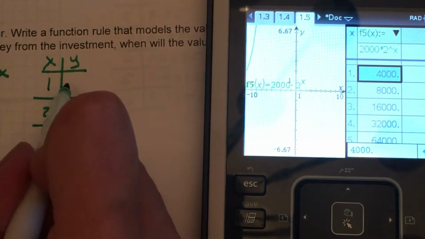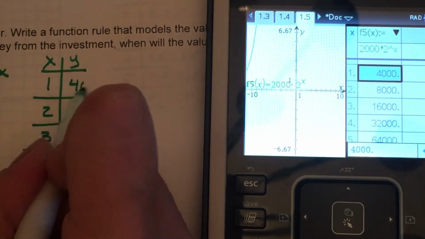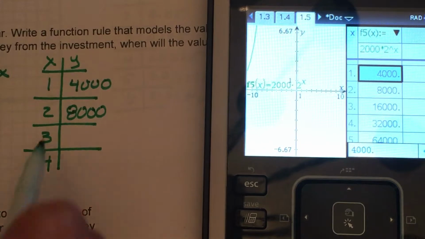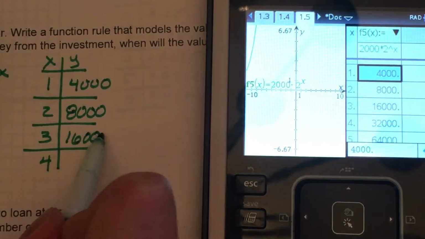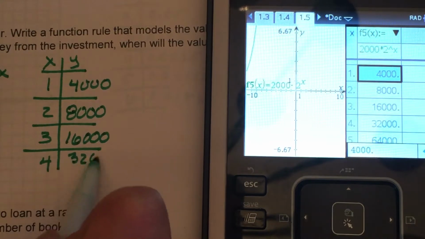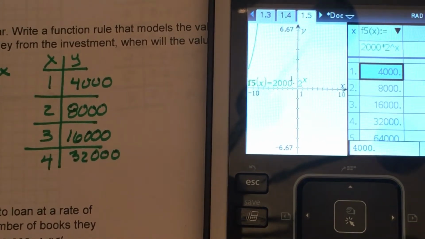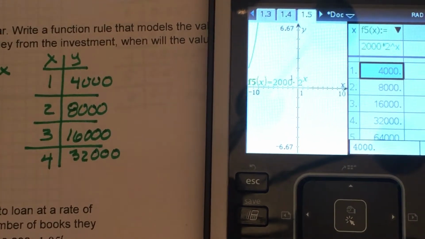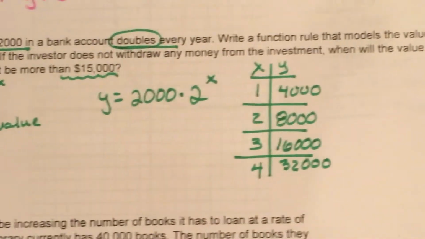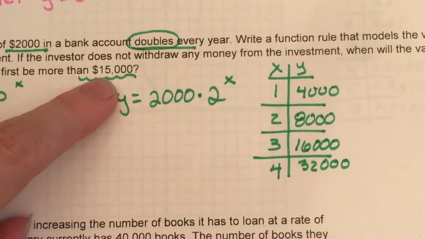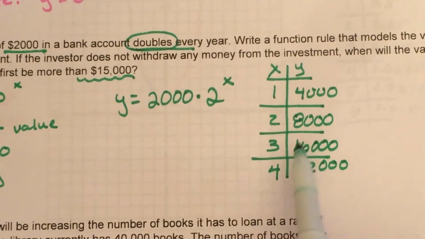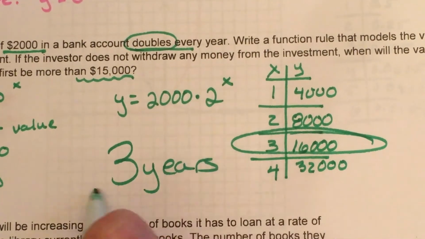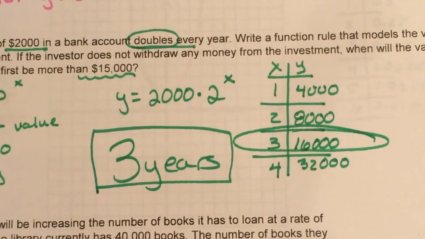So after 1 year of investment, how much money does he have? 4,000, and then 2 years, and then 3 years, and then I want this investment, but that means I'd have to have $2,000 to do that with. That's another topic. Okay, so we wanted to make what happen? More than 15,000. How many years? There it is. 3 years. And you're done. Nice job.